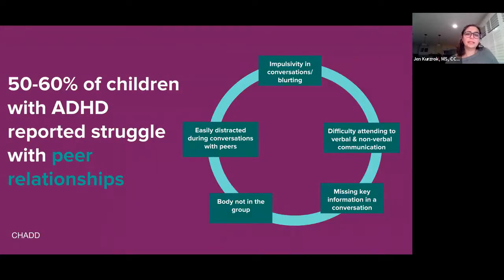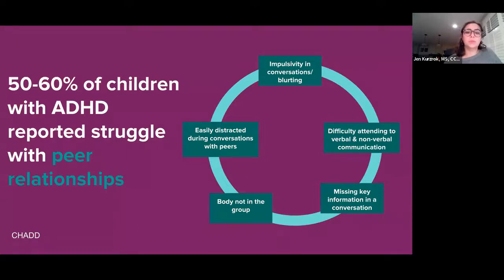And how that relates to our specific topic this evening is that 50 to 60% of children with ADHD report that they struggle with peer relationships. What is really underlying that is that these same struggles that we just talked about can come up in social interactions. That same impulsivity can look like impulsively grabbing something or impulsively moving your body, but it can also present as impulsivity in conversations, or what we would call blurting.